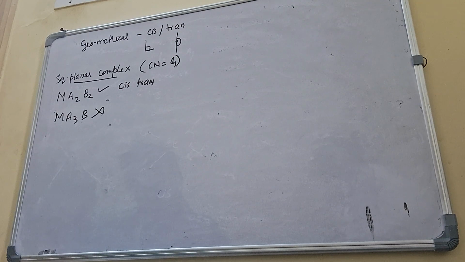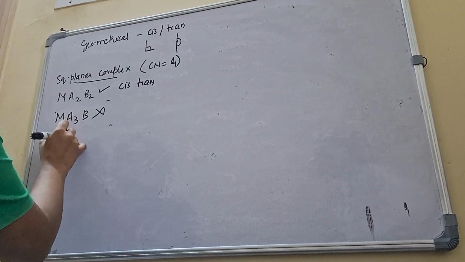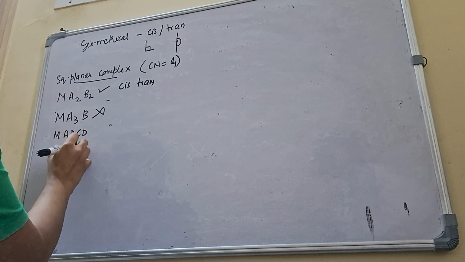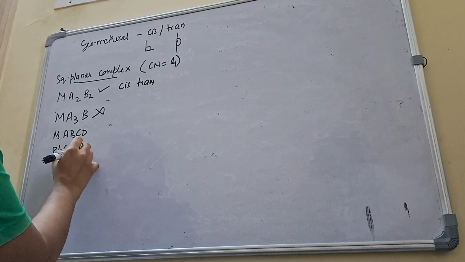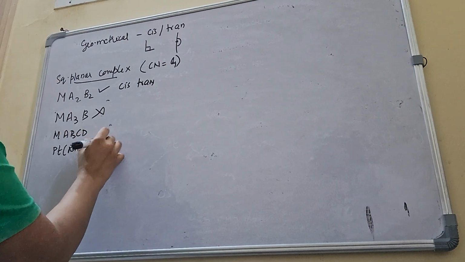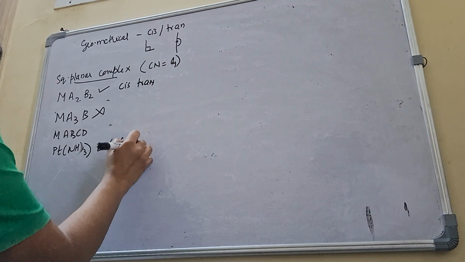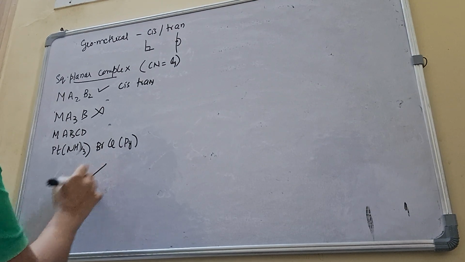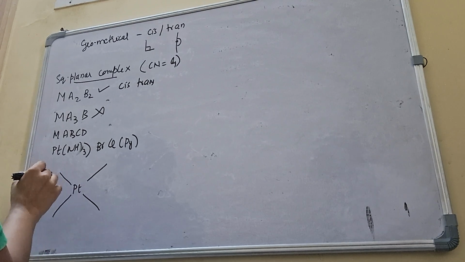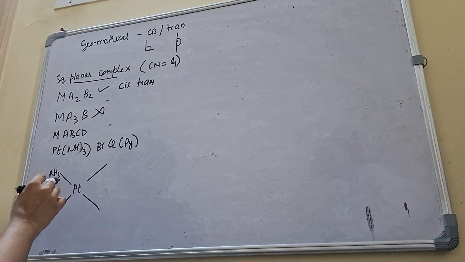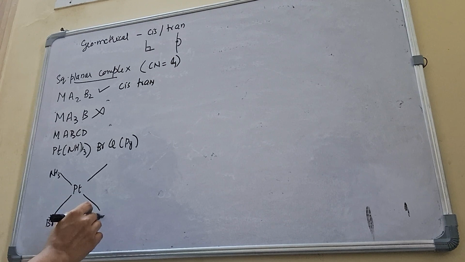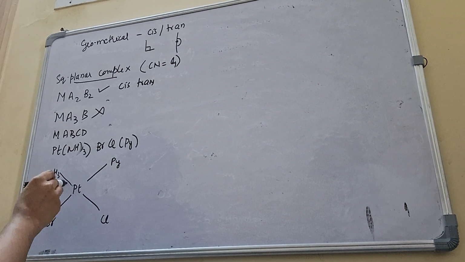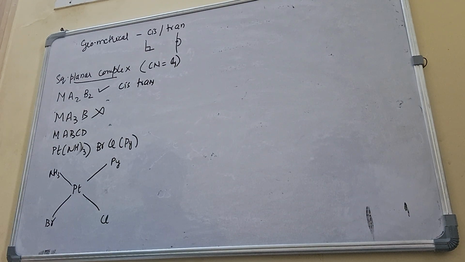And if you have M, A, B, C, D, all 4 being different, like in the case of NH3, Br, Cl and Py, then you will have different isomers possible, correct? You can put it in any way. You just stick to ammonia and decide. With ammonia, you have bromine, you put chlorine somewhere, you put Py somewhere. Now look at that. The angle between this is 180. Any one you decide, alright?